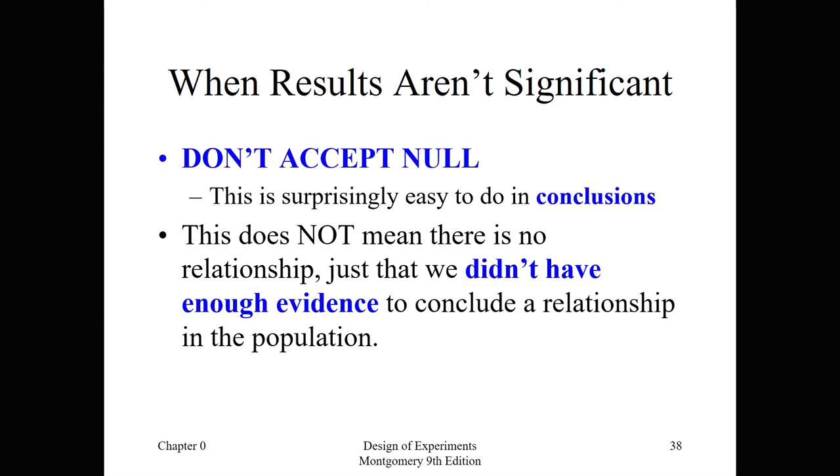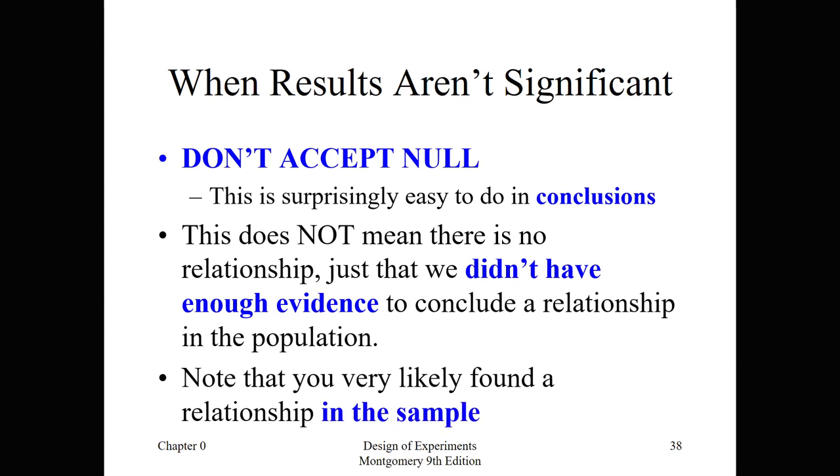And so going into this, again, not accepting the null or the results not being significant does not mean that there's no relationship. All that it means is that we didn't have enough evidence to conclude that there was a relationship in the population. Now, I will say that all of this is about population. It is very likely that you found some kind of a difference in the sample. In fact, mathematically, if you had a truly continuous variable, it's impossible that your two sample means would be the same if you're doing a two sample t-test.